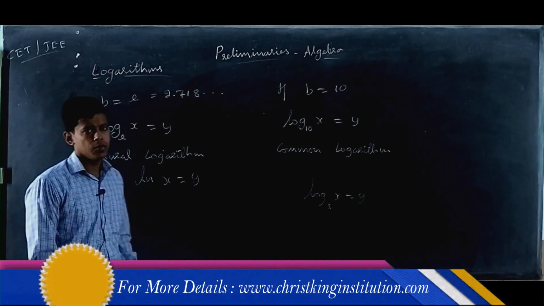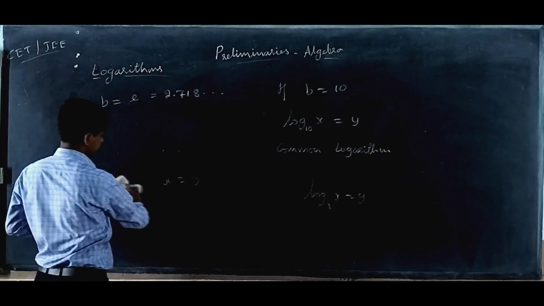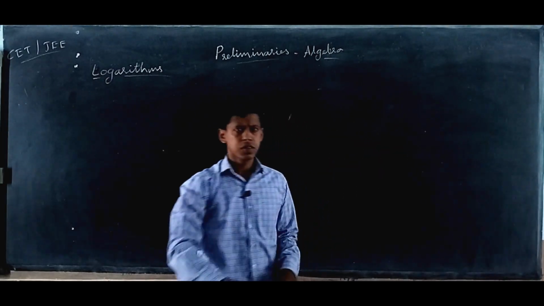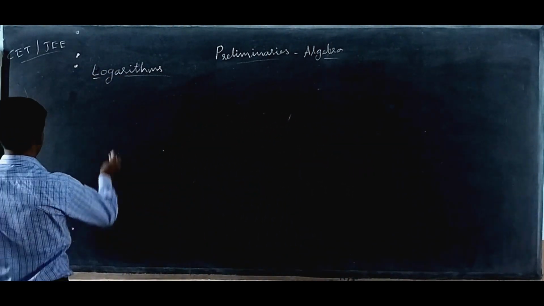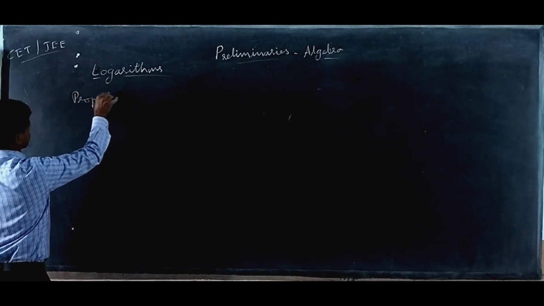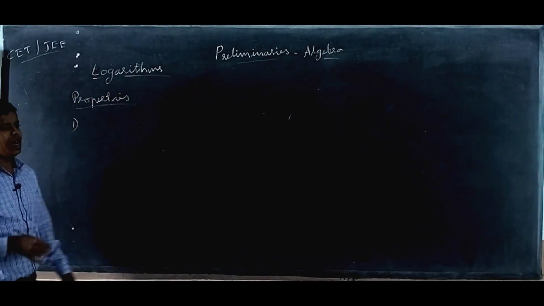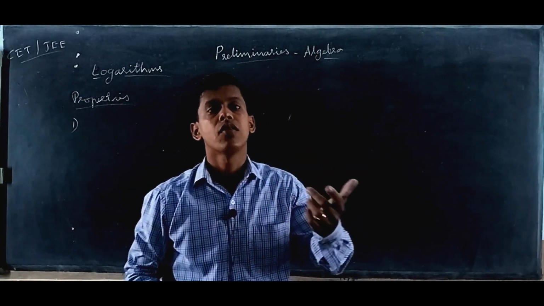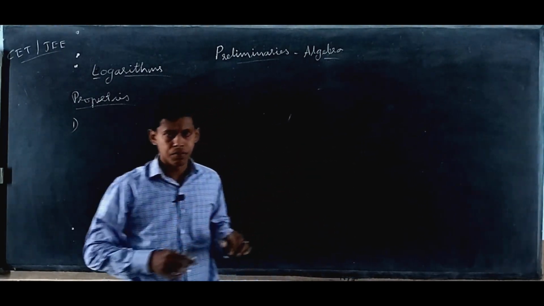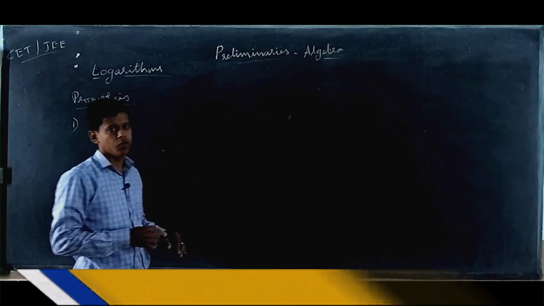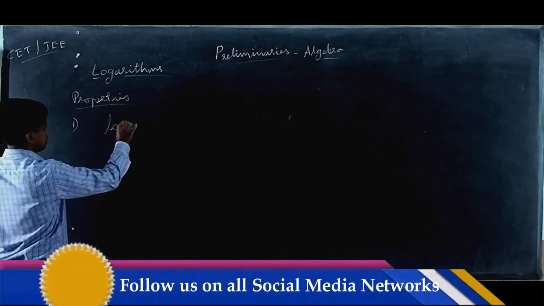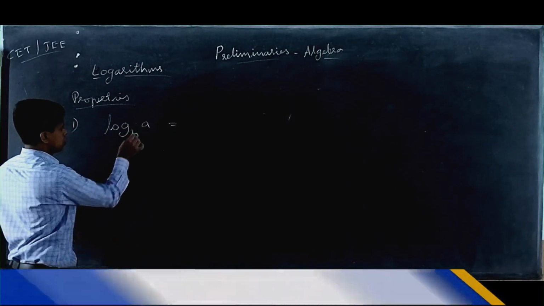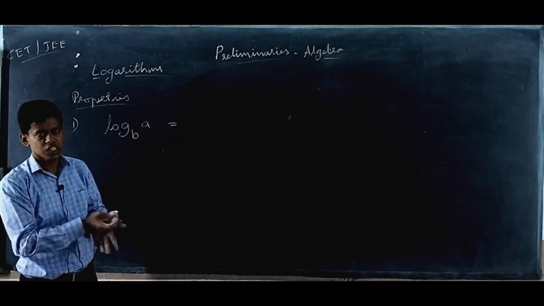Well, now let us understand a few properties of this logarithm. The first one being a formula to convert. Now that you have learned two bases, natural logarithm and common logarithm, how do I switch between them? You have a formula for that. If you have log A to the base B, I can change this base B. How do I change the base?